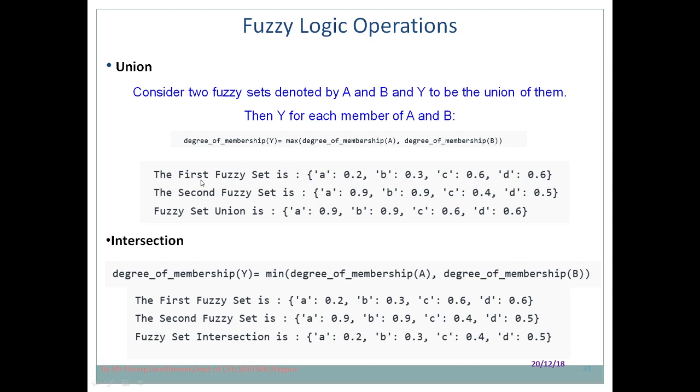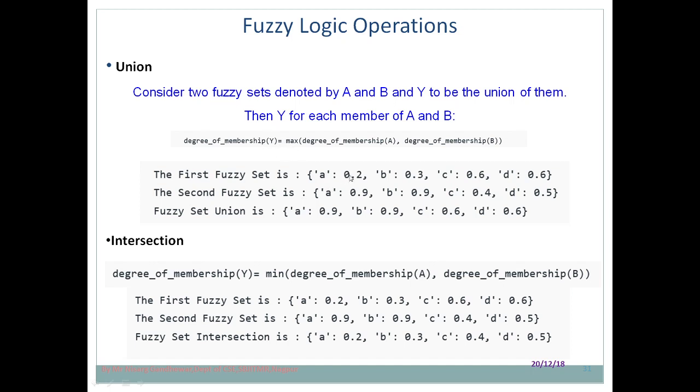How? This is an example. Here we consider fuzzy set. This is a first fuzzy set where the values are given. Value of A is 0.2, value of B is 0.3, value of C is 0.6, value of D is 0.6 again. Similarly, second fuzzy set is given with the respective value of A, B, C and D. Now how to obtain the equivalent fuzzy set? By using union operation. Suppose I apply union operation on this fuzzy set A and fuzzy set B, what will be my output? So as per this formula, we have to find the max.